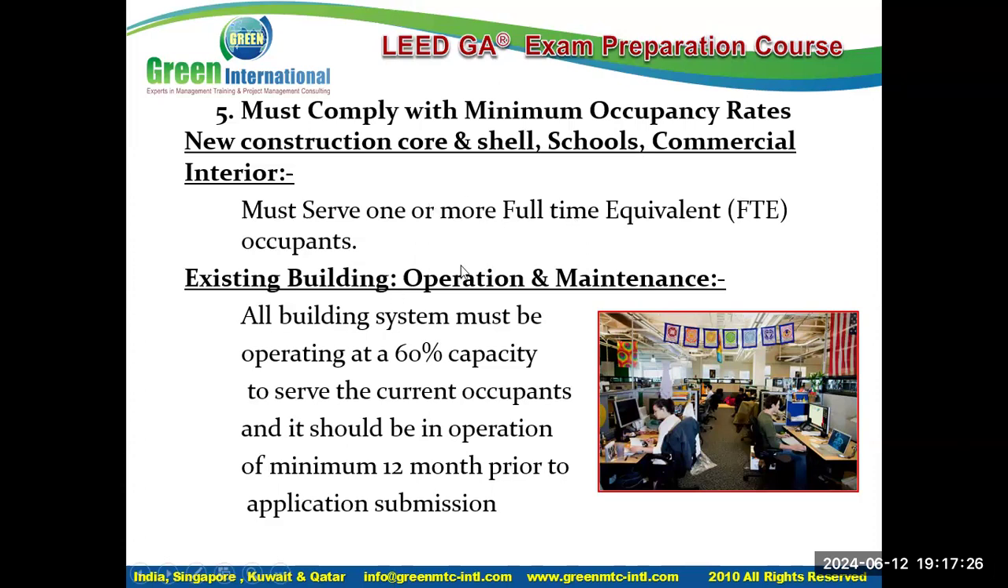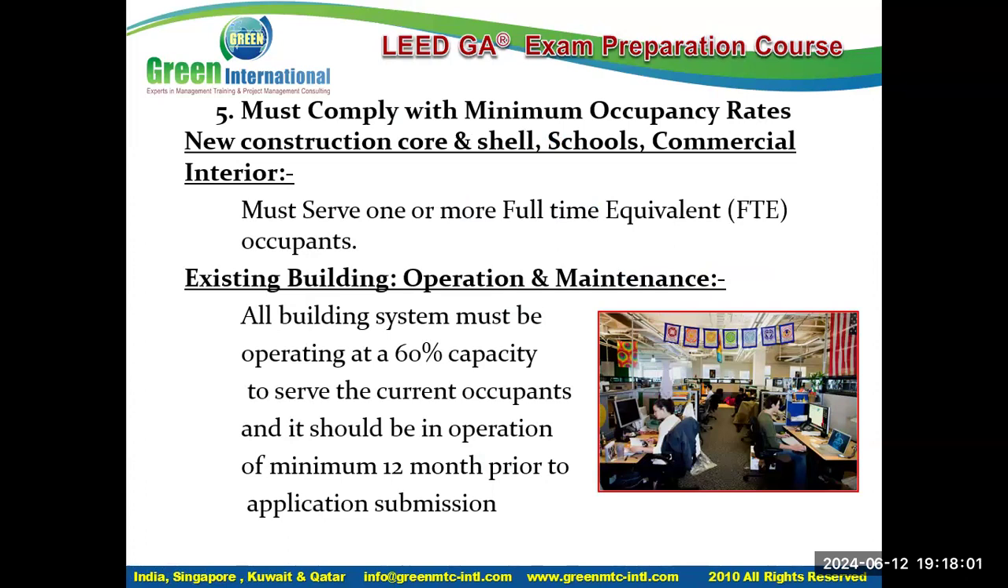But this occupancy rate requirement will be for operations and maintenance. In operations and maintenance, the building should be in operation for 12 months. And during the 12 months, it should serve 60% of the capacity. It should be in operation. Then only you can go for an existing building operations and maintenance certification. That's all for what we have seen so far.